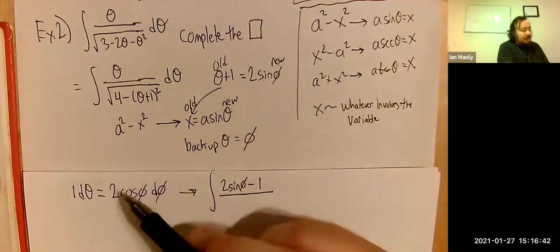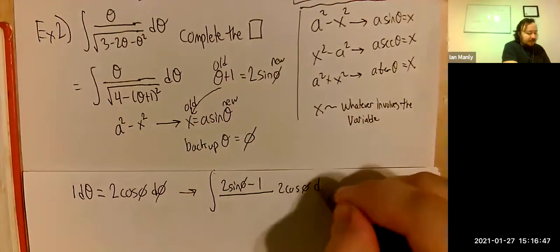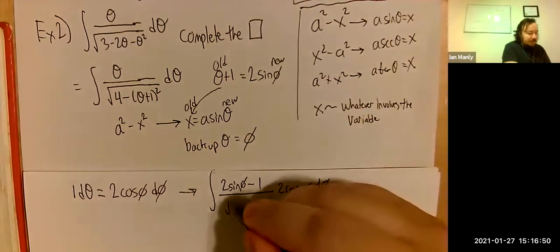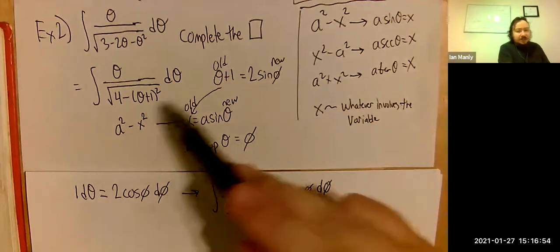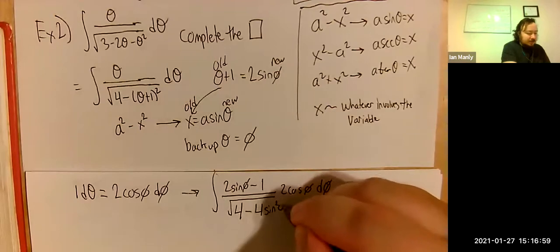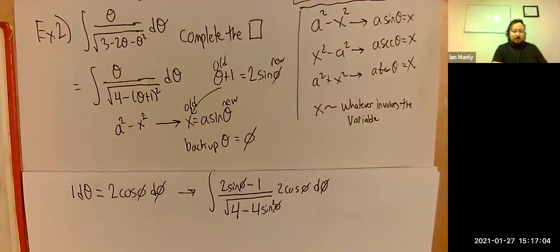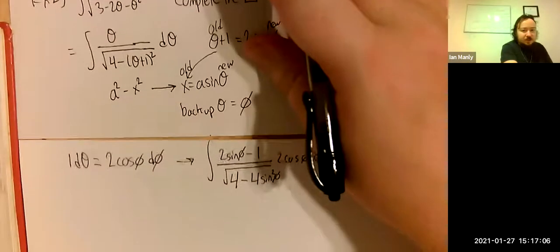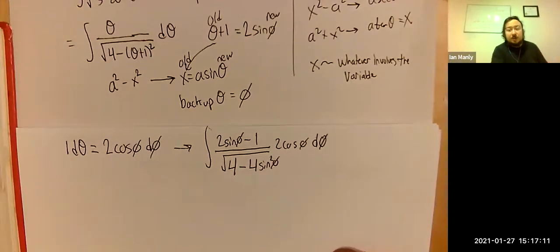All right. So we have a d theta right here, and then d theta is 2 cosine of phi. And then on the bottom, this is where we have our Pythagorean business going on. We have 4 minus theta plus 1 squared. So theta plus 1 squared is 4 sine squared of phi right here. All right. So now we've converted our integral into phi's. And now usually after this, then we want to use a Pythagorean identity to make things simpler.